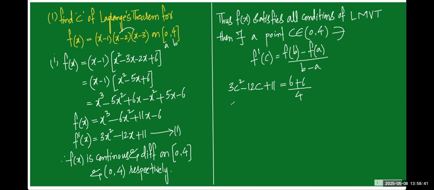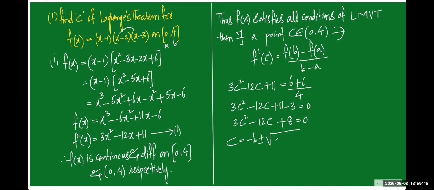So this is 3c square minus 12c plus 11 is equal to 12 divided by 4. 12 divided by 4 is 3. If you bring this side, minus 3 is equal to 0. Now 3c square minus 12c plus 8 is equal to 0. Now we are getting a second degree equation, but we are unable to find out the factors. So we use the formula. Formula work here. C is equal to minus b plus minus under root b square minus 4ac by 2a.